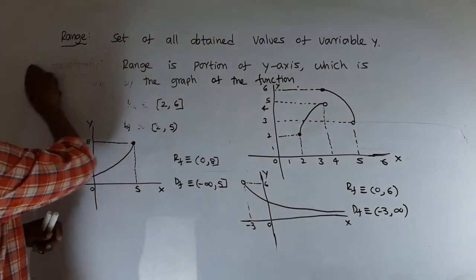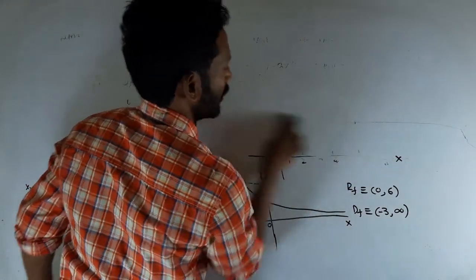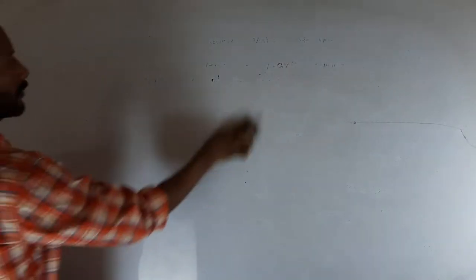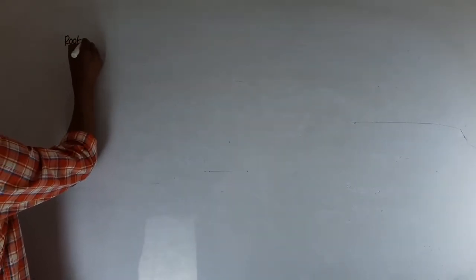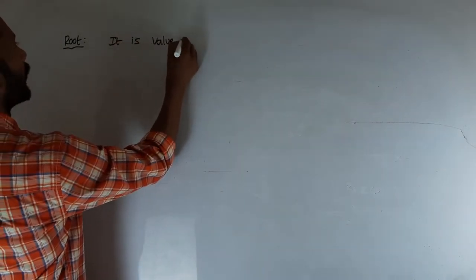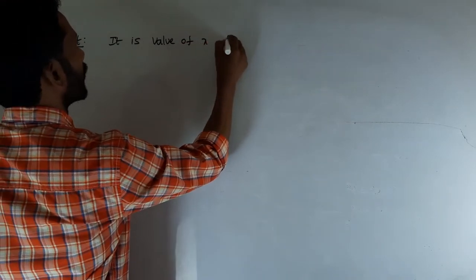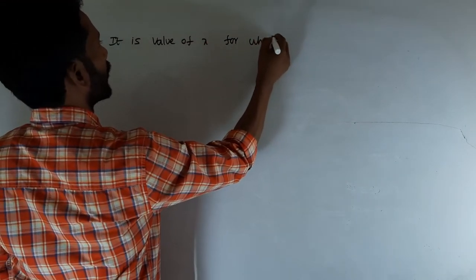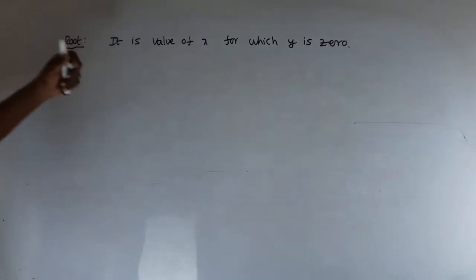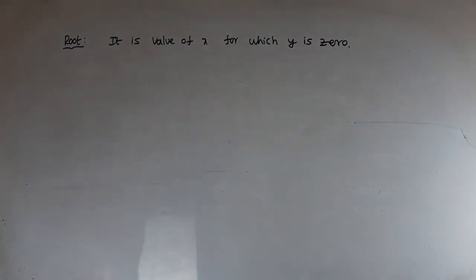Next we are going to discuss root. Next one is root. It is the value of x for which y is 0. What is the root? Root is the value of x for which y is 0.